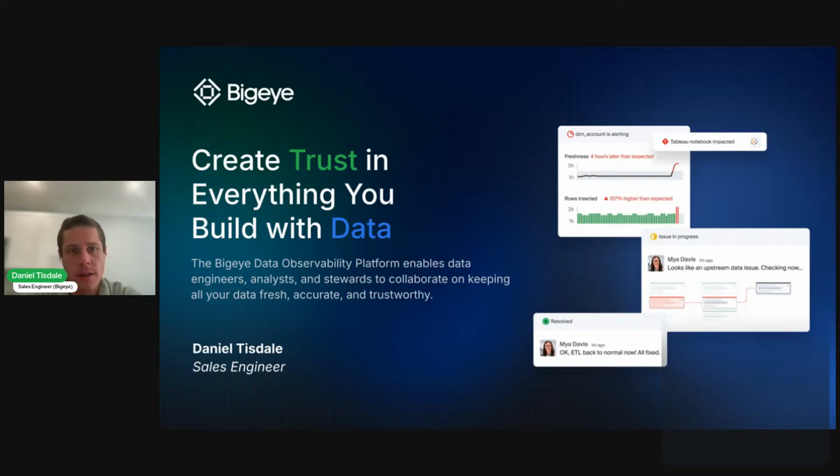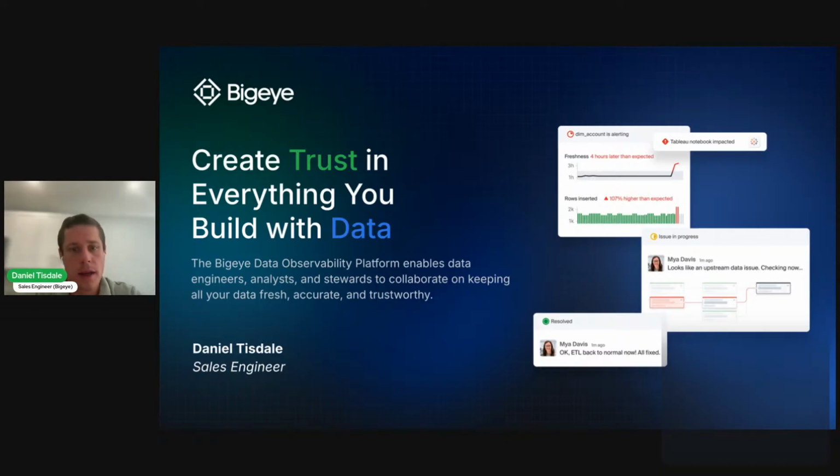I'm a sales engineer here at Bigeye, and really looking forward to giving you all a quick rundown and run through of who we are as Bigeye, what data observability is, and then we'll get into a short product demonstration as well. So, really our goal at Bigeye is to help any organization create trust in everything that you build with data.